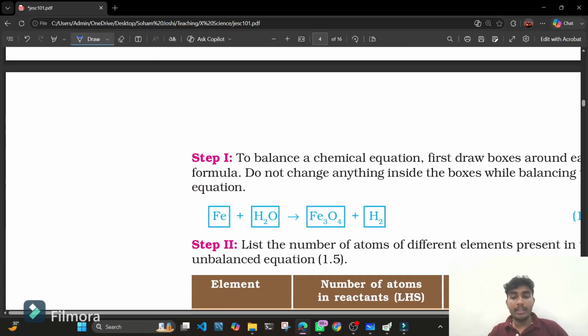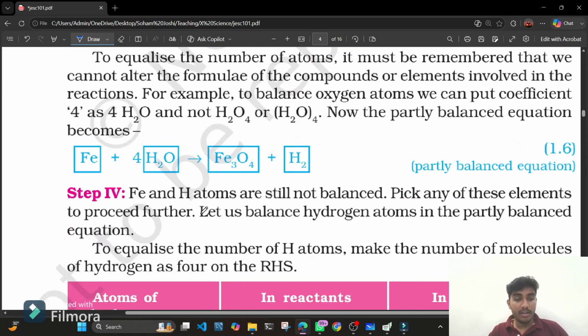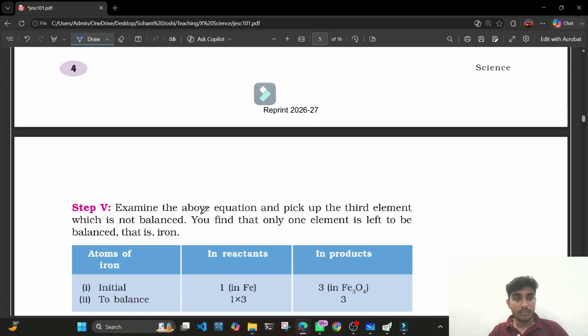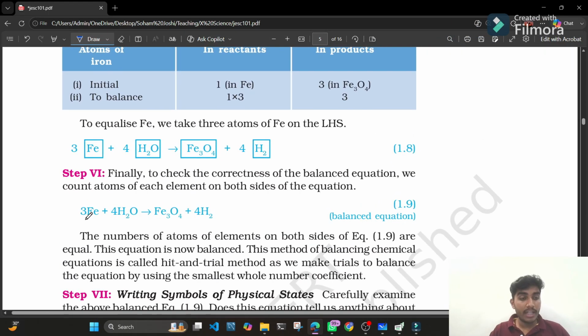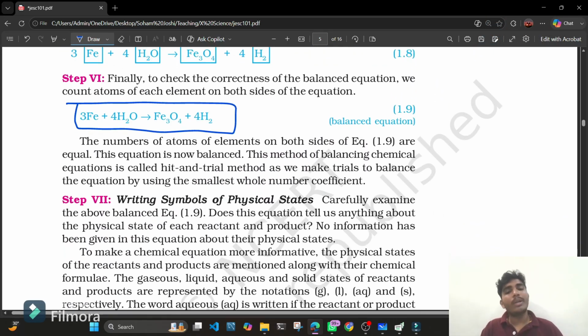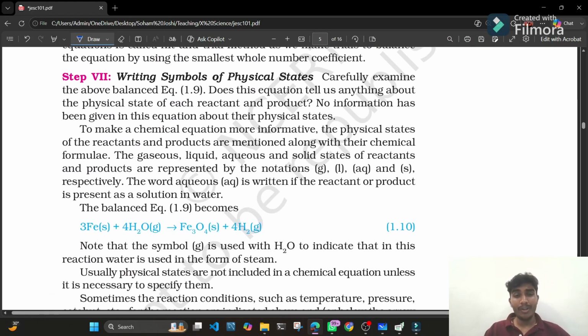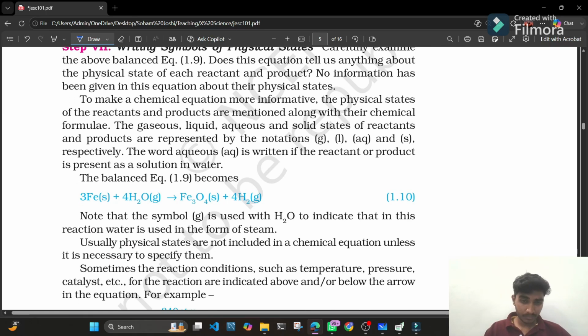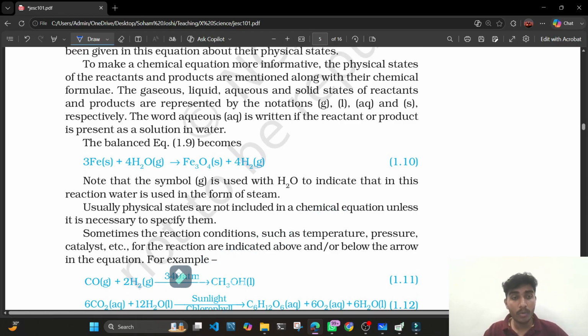You can see it in your textbook. After balancing, we get the answer as, we get the balanced chemical equation as 3Fe plus 4H2O gives Fe3O4 plus 4H2. You must go through the NCERT textbook twice to get all the definitions and all the things. Also, you'll be familiar with the chemical formulas of the elements.